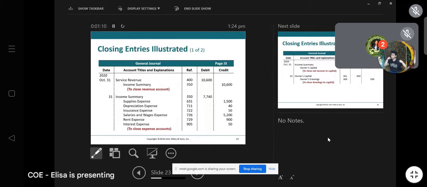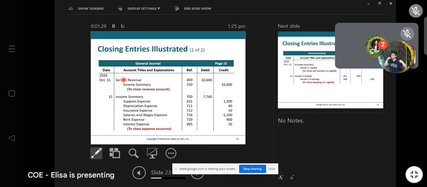So this is now our closing entry. Here, this is our entry number 1. Take note of the dates. It will always be the end of the month, the end of the period.